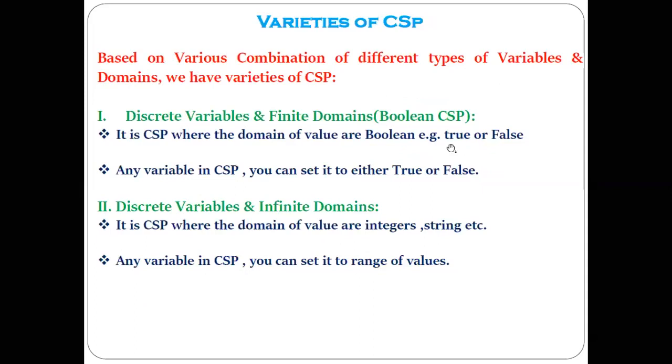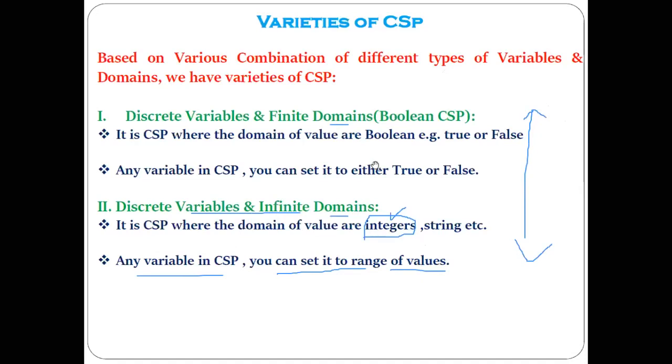So the second type is discrete variables and the infinite domain. Infinite domain in the sense we can use any range of integers there. You got the point? As a value, we can utilize any range of integers starting from 0 up to infinity. Understood? So that is the second type, discrete variable and the infinite domains. Any variable in the CSP, you can set it to a range of integer values. So these are the main two types of CSP based on the combination of variable and the kind of value that you put in that particular variable, that is the domain.